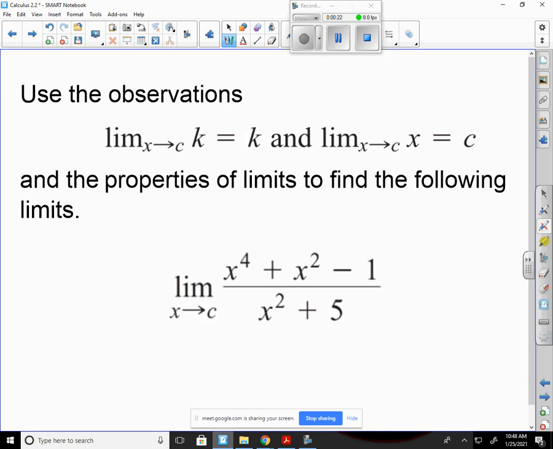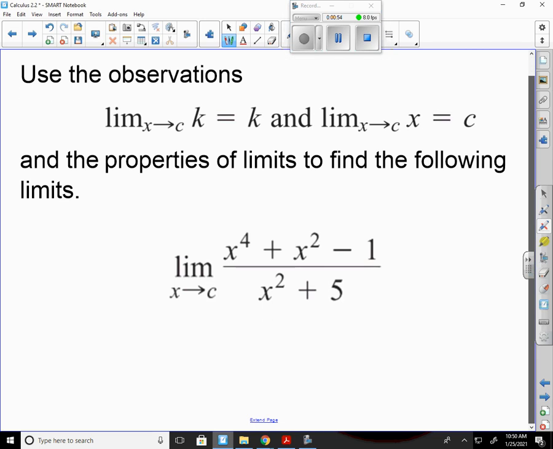So this is our first example using our limit laws, combining them, and I'll give you some time to write it down. So we're going to use the observations that the limit as x approaches c of k, which is just some number, and the limit as x approaches c of x equals c. And then we're going to use those limits and plug it in. When we look at this one, it seems a little more complicated because we have a lot going on on top and then a lot going on on the bottom.